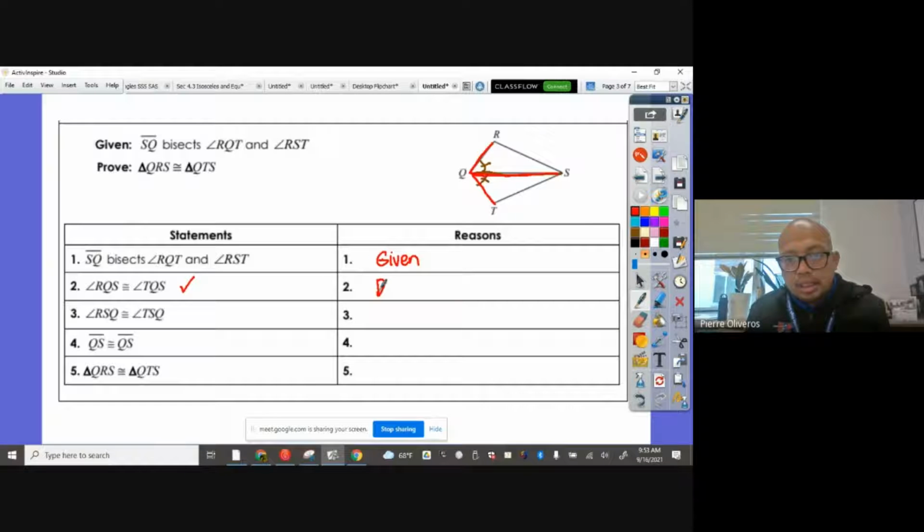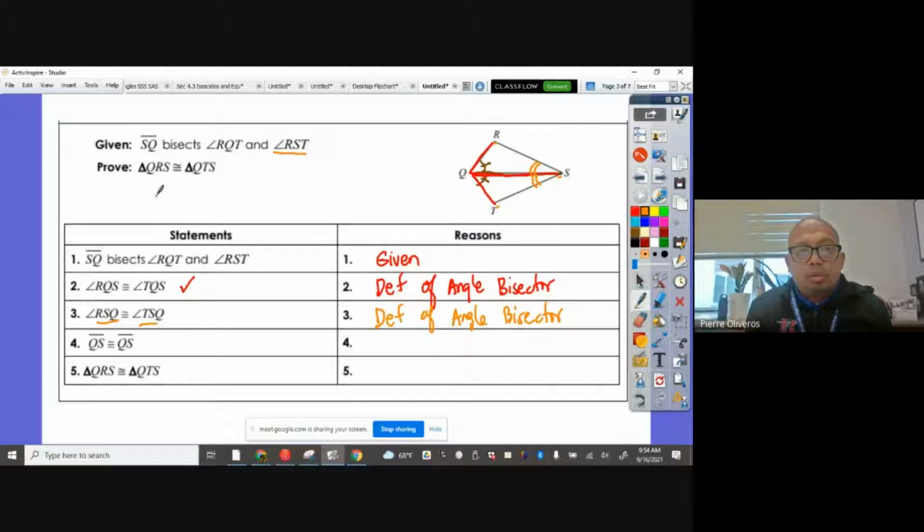For what reason? That's the definition of angle bisector. Since the bisector cuts an angle into equal parts, we can say that two angles are congruent, the RQS and the TQS. But hold on, there's an additional statement here that SQ is a bisector of RST. So this will be congruent. So if they're congruent, I know that RSQ, which is this one here, and TSQ, which is right here, are congruent, for the same reason, definition of angle bisector.